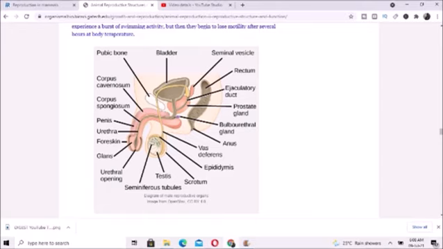The seminal vesicles, what are they? The seminal vesicles are a pair of glands that make a thick, yellowish, and alkaline solution. As sperm are only motile in an alkaline environment, a basic pH is important to reverse the acidity of the vaginal environment. Remember, the vagina is acidic.